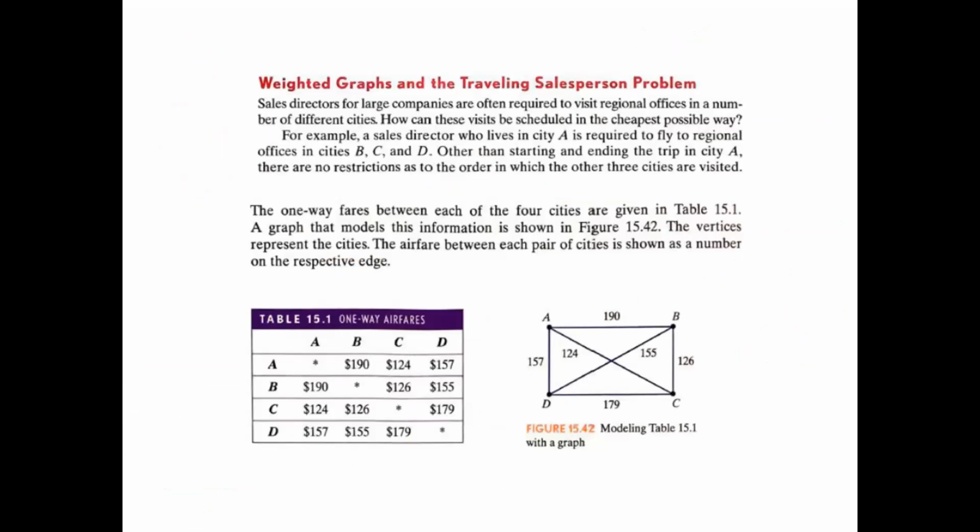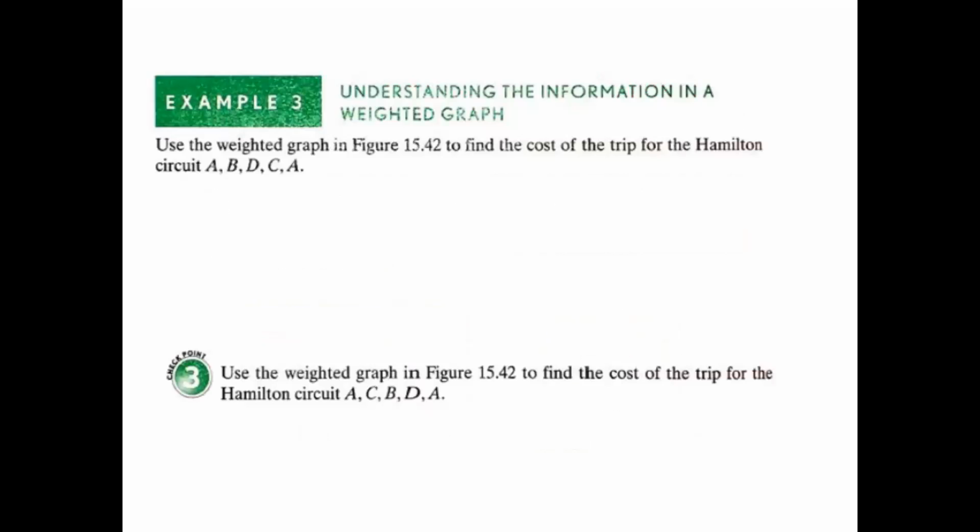All right, let's go ahead and talk about trips, and traveling salesmen problems. Go ahead and read this part. All right, so this is a one-way fare between each of the 4 cities given by the table, and we need to calculate the airfare between each of the cities as shown below. Here, example 3 says, use the weighted graph in the figure to find the cost of the trip for a Hamilton's circuit A, B, C, D, and A.